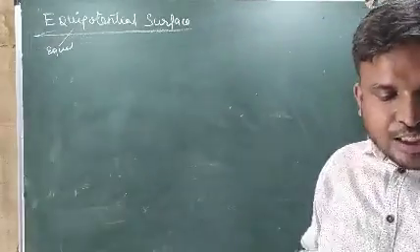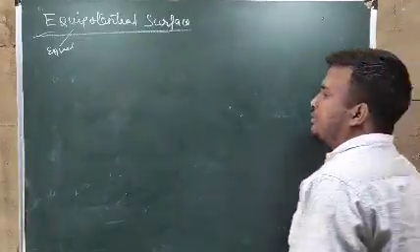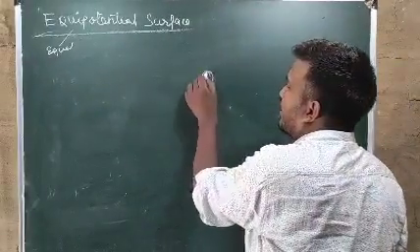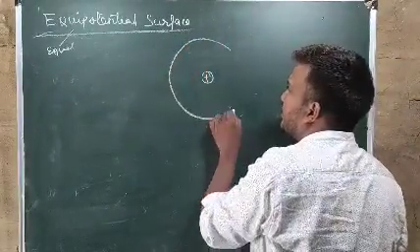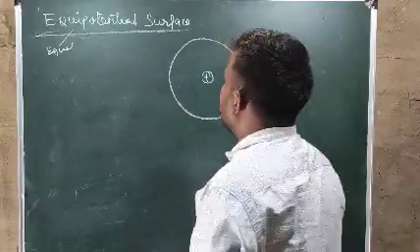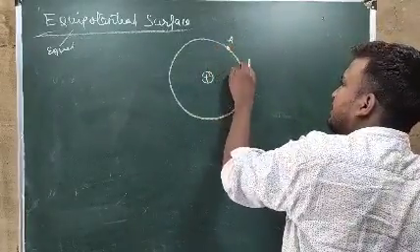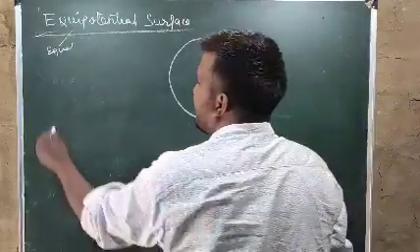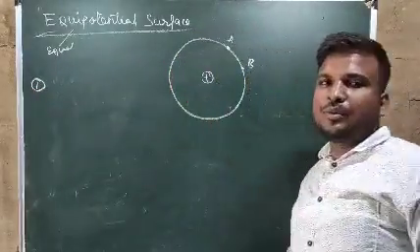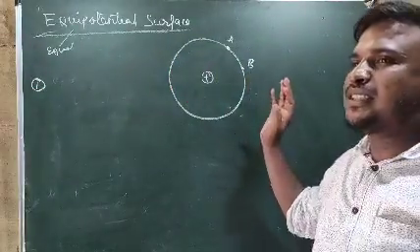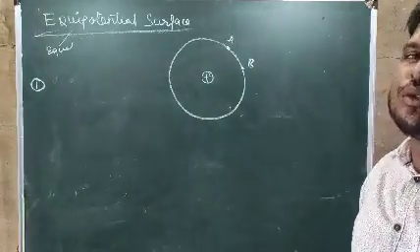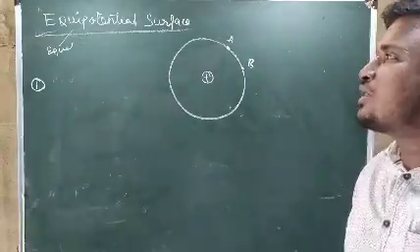Number one, suppose this is a point charge and this is the equipotential surface, a sphere. Now if I want to take a unit positive charge from point A to point B, what will be the work done? The first property is that no work is done. No work is done to take a test charge from one point to another on the equipotential surface. So let us see how.